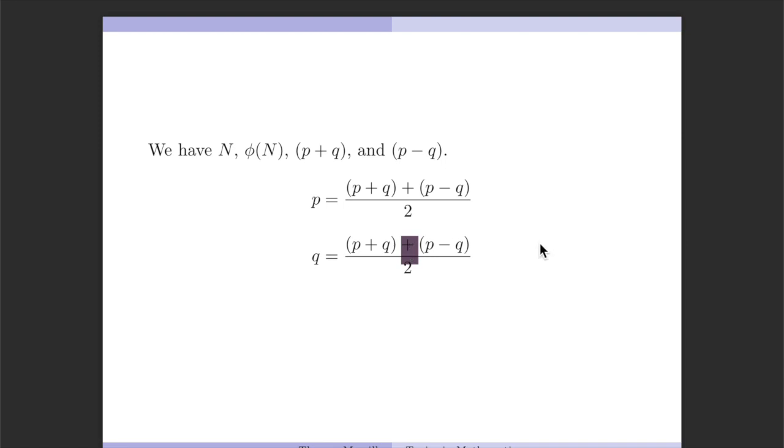And I see a typo in these slides. This should be a minus. So if I had p plus q minus p minus q, the p's would cancel. I would get twice q with a double negative. Divide that by 2, and I get exactly q. So from these two numbers, I've recovered those prime factors which are supposed to be secret. Never mind, if I know what phi of n is and I'm an attacker, I can just calculate the decryption key directly. The decryption key is always the inverse of e mod phi of n.